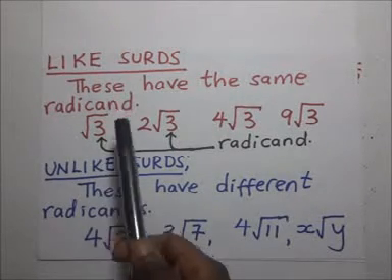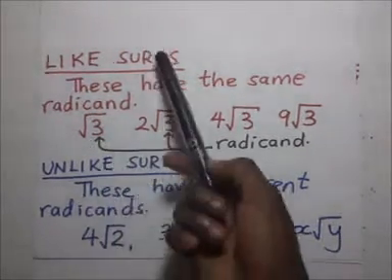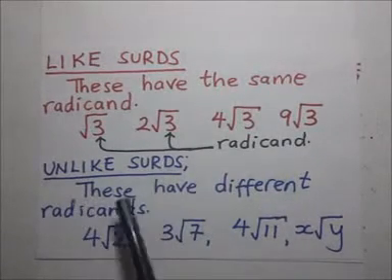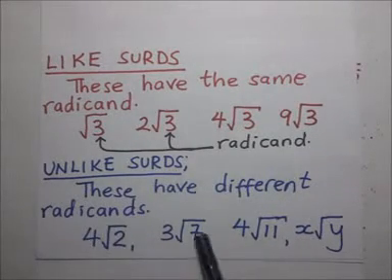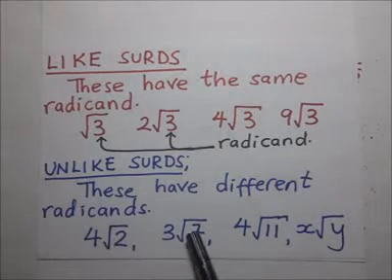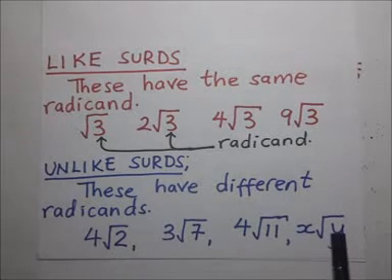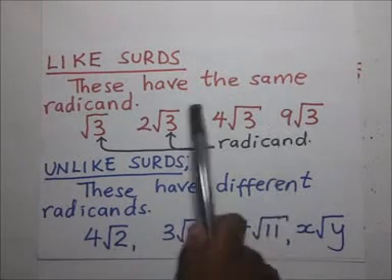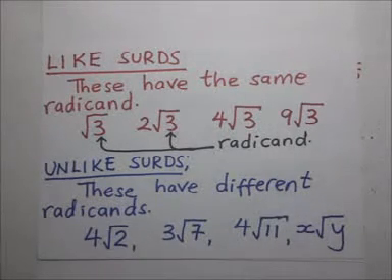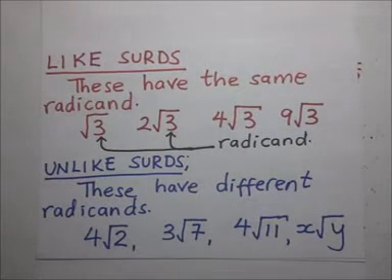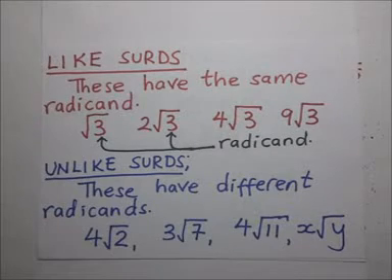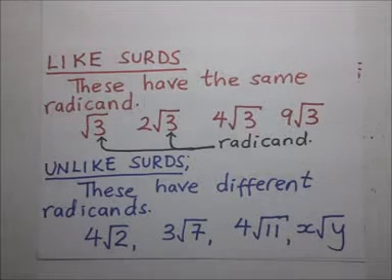Now, of course, unlike Surds are the opposite of like Surds. Unlike Surds are simply numbers, or Surds that do not have the same radicand. If you can see here, this is having root 2, root 7, root 11, root y. So these are unlike terms, and these are like terms. Now when we are adding and subtracting Surds, we are going to make our additions and subtractions based on this radicand. Of course, before you add any two Surds, they must be like terms.